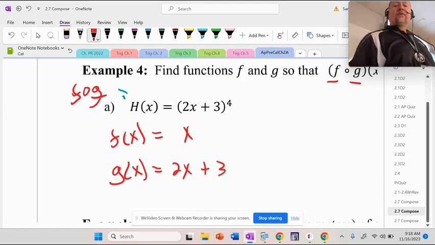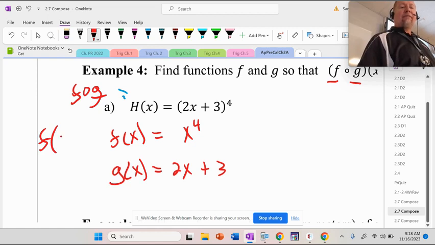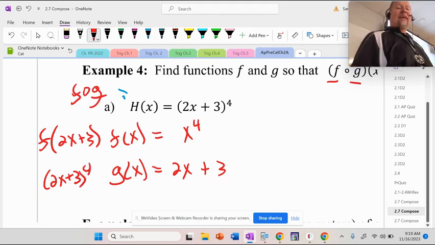So now if I did f of g of x, the first thing I would do is f of 2x plus 3. And then I got to make a correction last hour. I know I did this in reverse. And then it would be 2x plus 3 raised to the 4.